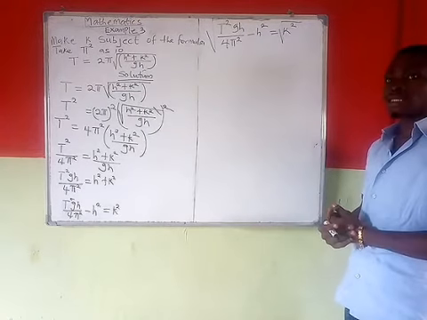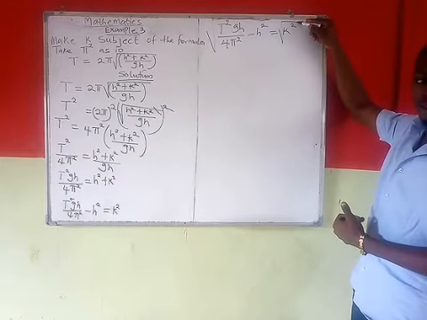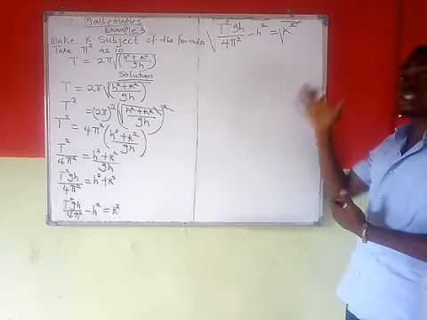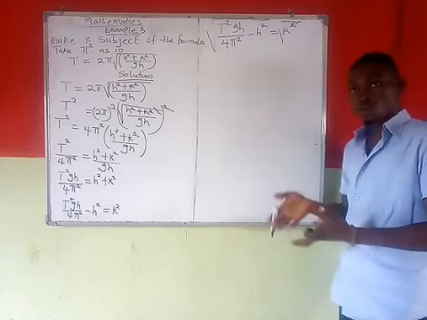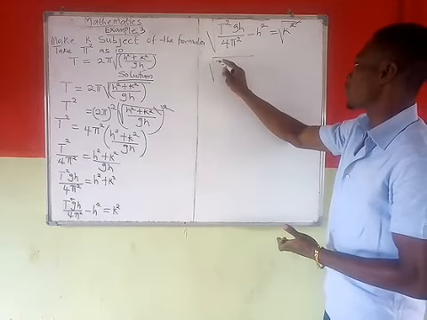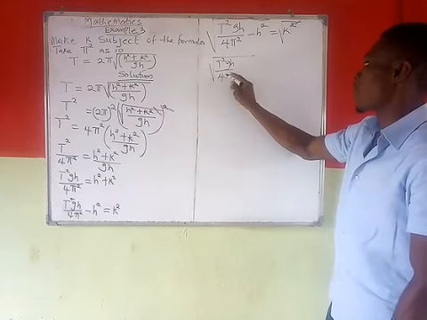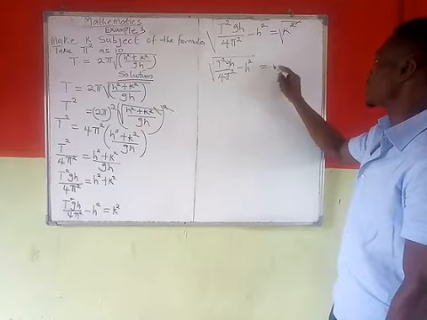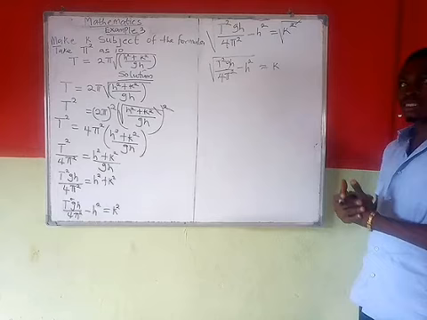Now when we do that, you will notice that this square will eliminate the square root. That is, this will cancel out. I will now be left with just k on the right hand side. So as we continue, this is now square root of T squared gh over 4 pi squared minus h squared is just k. Now looking at this, we've made k the subject of the formula.